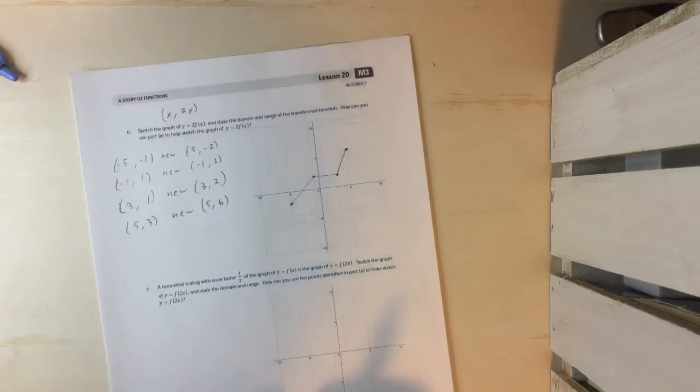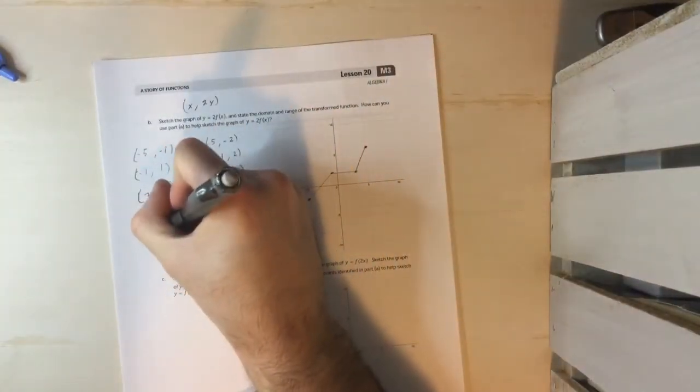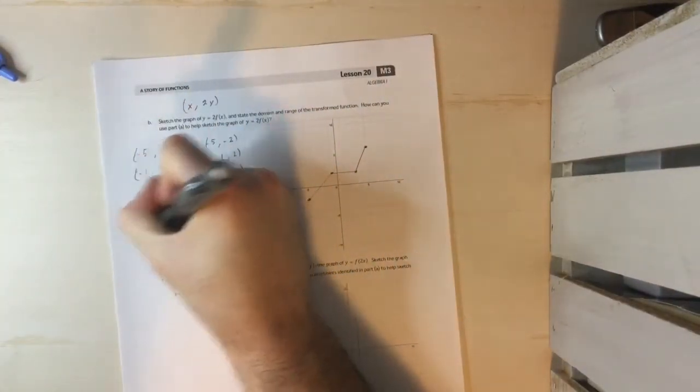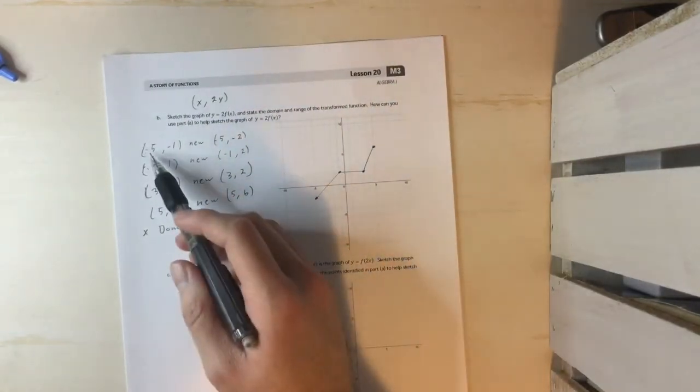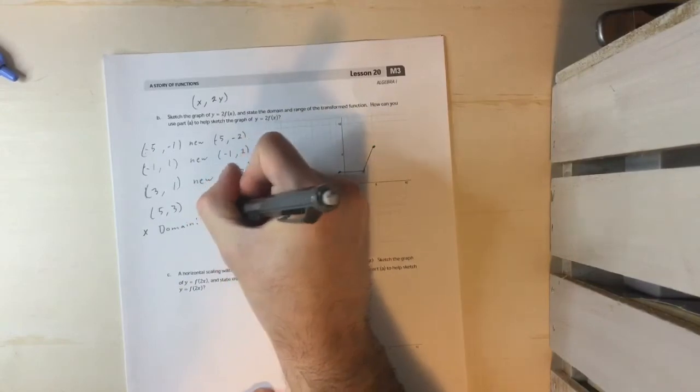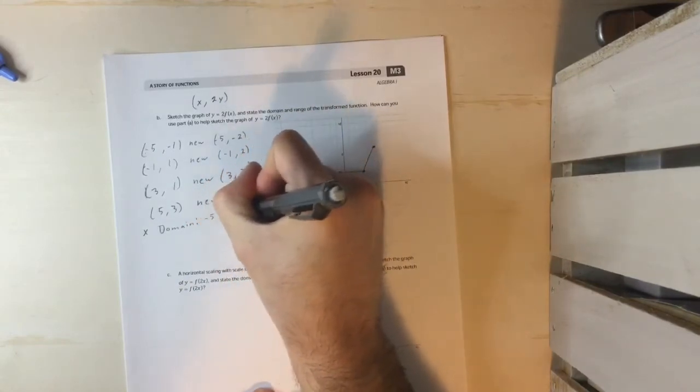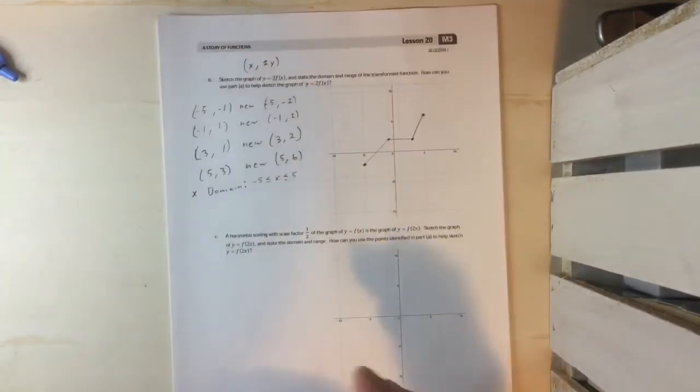So it says to state the domain and the range. Our domain, that's our x values. Our x values still go from -5 to 5. So we have -5 less than or equal to x less than or equal to 5. So that is our domain.